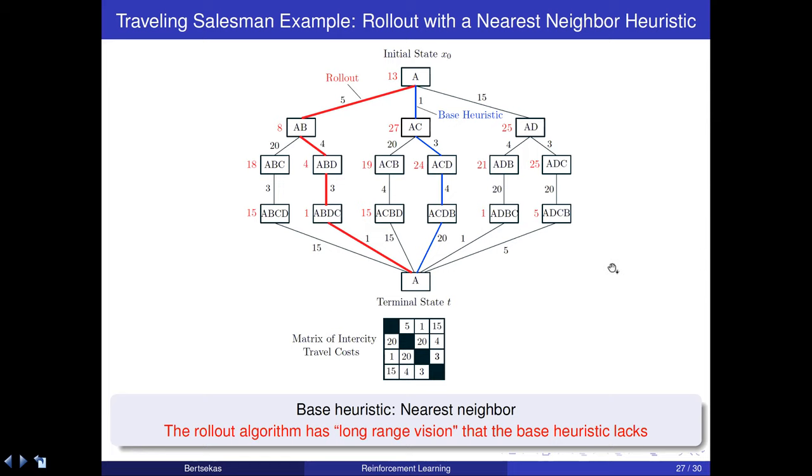How about a strange base heuristic that chooses the nearest neighbor at the first stage, but chooses the neighbor that's furthest away in the second stage? Any silly base heuristic is legitimate here, right? So nearest neighbor for the first choice and furthest away.